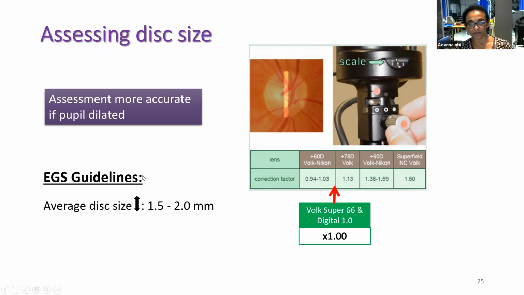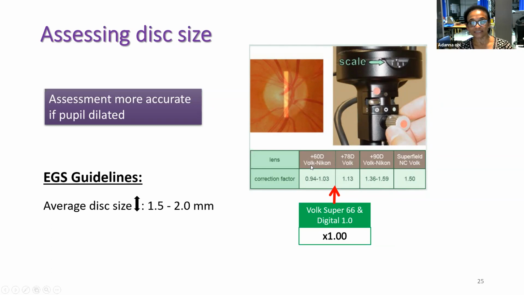The EGS guidelines, that's the European Glaucoma Society, tell us that for Europeans, the average disc size is between 1.5 and 2 millimeters. If you're larger than 2, then you're larger than average. Shorter than 1.5, then you're small. Generally in the hospital, we measure with either a Super 66 or a digital 1 times lens, because we don't want to worry about correction factors from the different lenses. If I use a Super 66 or a digital 1 times lens and I measure 1.7, the actual measurement is 1.7 millimeters. For all these other lenses, you need to correct that.